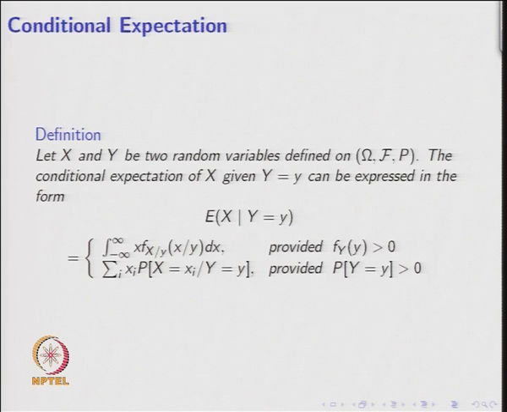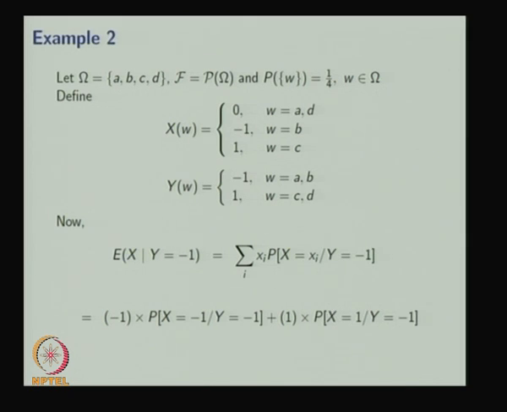Now we present an example. Here the omega consists of 4 elements A, B, C, D, and the sigma field is the power set. Omega is finite, so you can create the power set. The number of elements is going to be 2 to the power n, where n is the number of elements in omega. So here F is going to be the sigma field, which is the power set. That is the largest sigma field, and we are defining the probability of each sample point as 1 by 4, where w belongs to omega.